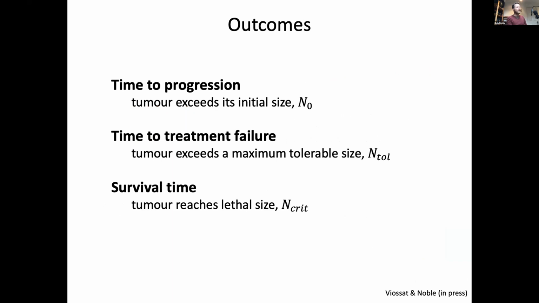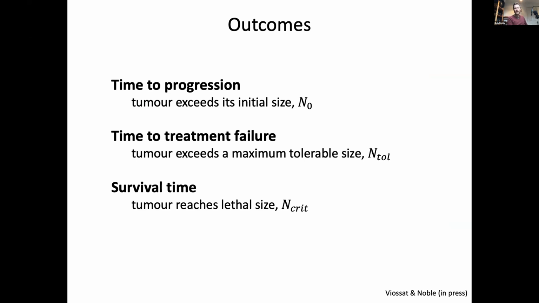So what we examined was 3 clinical outcomes. The first one we call time to progression, and this is simply the time for the tumor to exceed its initial size, which we're going to denote N0. We looked at what we call time to treatment failure, and this is the time until the tumor exceeds a maximum tolerable size. So this maximum tolerated size, N-tol, this is something that a clinician would have to set.